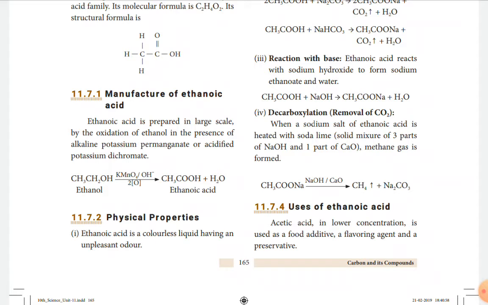Similarly, you have to practice all the chemical reactions. This will help you to improve yourself in the coming years, in the next higher standards. So you have to practice.